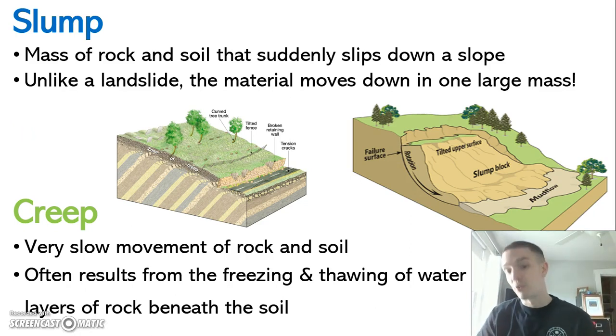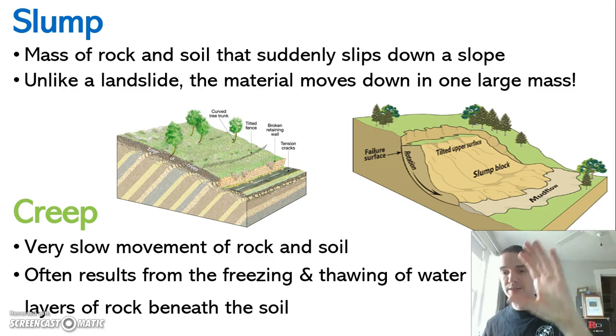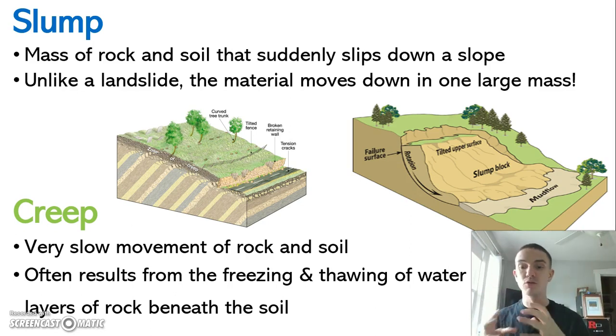So not a creep, but creep, all right? That's something else. Slump is a massive rock and soil that just suddenly slips down a slope as one whole. So in a landslide, it can all kind of crumble down in different waves. One particle can fall down due to it being loosened up, and then gravity brings it downward, and then those sediments and those rocks and those big boulders can run into other boulders, triggering that to fall as well. So it kind of all comes down like a domino effect.